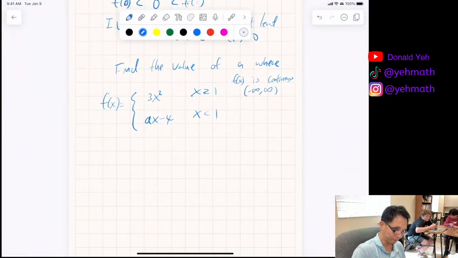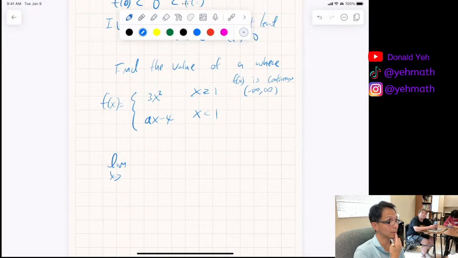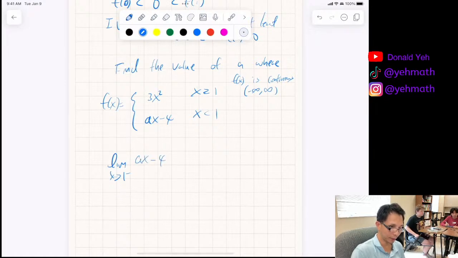We say, hey, let's do limits as x approaches. Where is the function discontinuous? At 1. So 1 from the left side, which equation will I be using? Ax minus 4. Good. And why do you have to use limits? Because using limits is the proper way to illustrate something. And then that's going to be 3x squared.